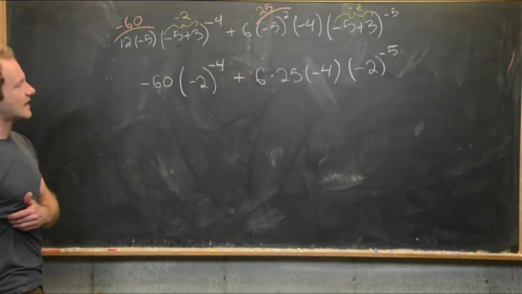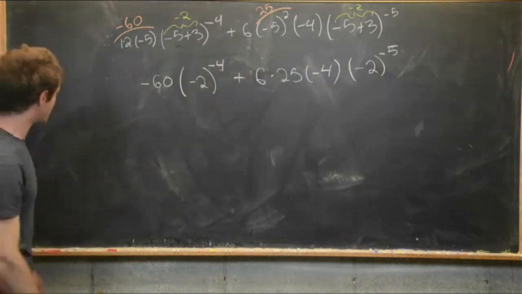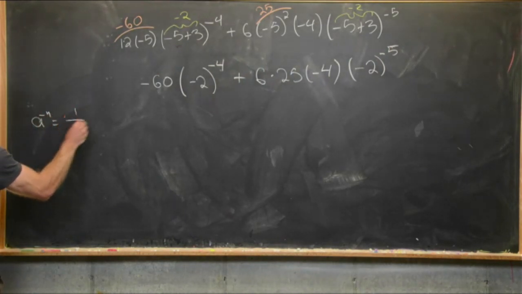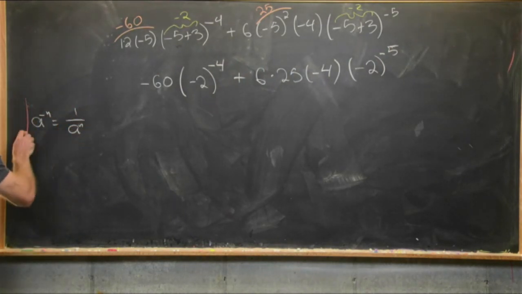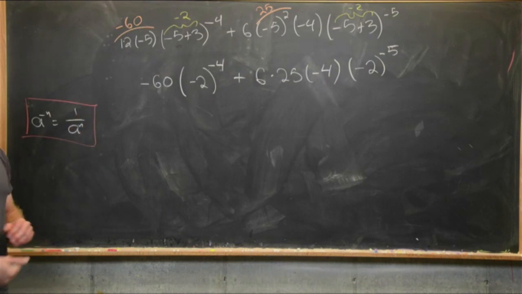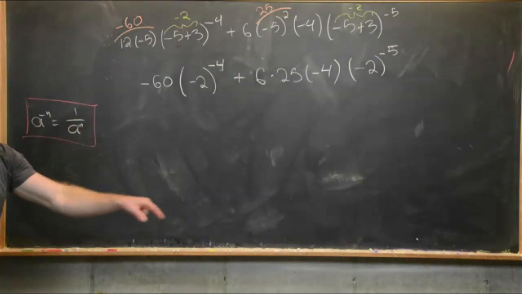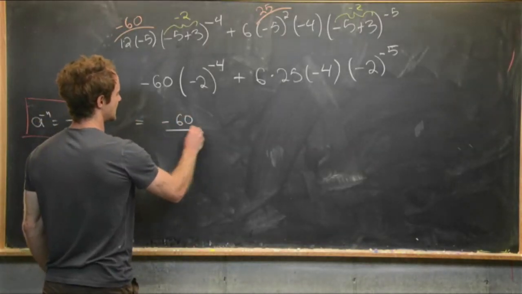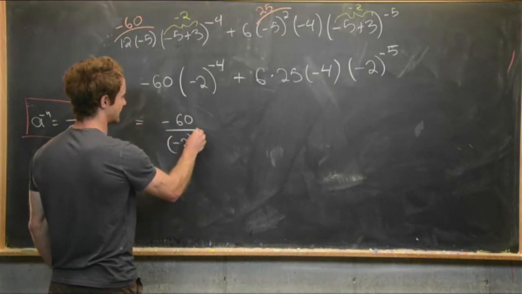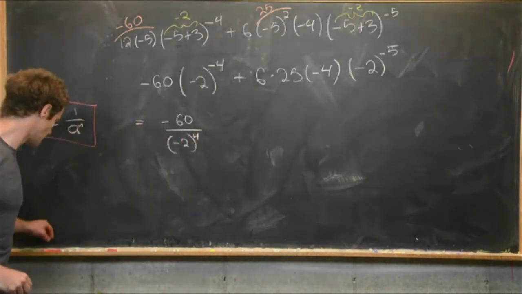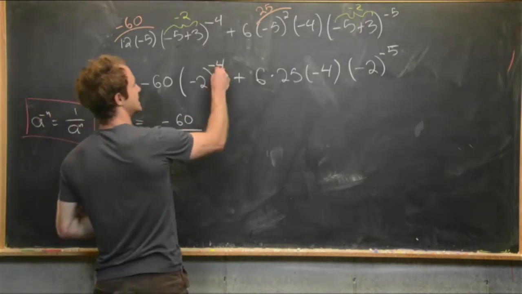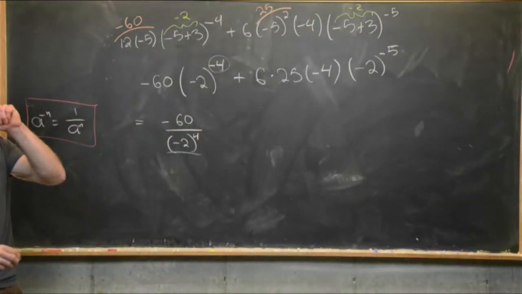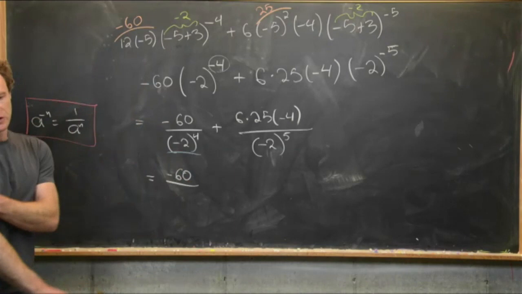Okay, now we can keep going with the rest of it. We're going to, again, use this rule that if you have a to the minus n, that's the same thing as 1 over a to the n, in order to send our things with negative exponents to the denominator. So that's going to leave me with negative 60, and then here I'll have negative 2 to the 4th. What happened here is that this negative exponent is like an elevator. It took me downstairs to the denominator.